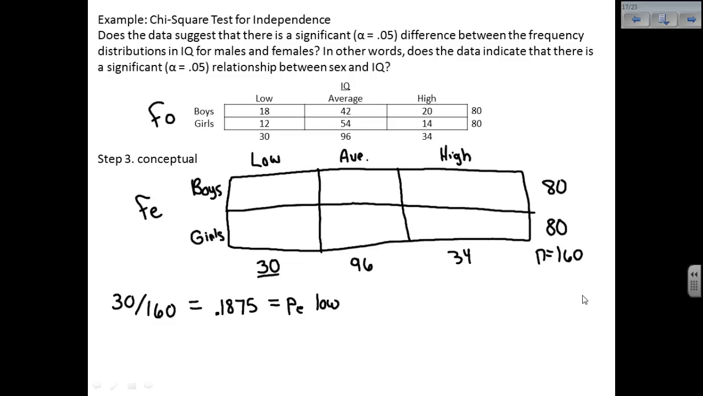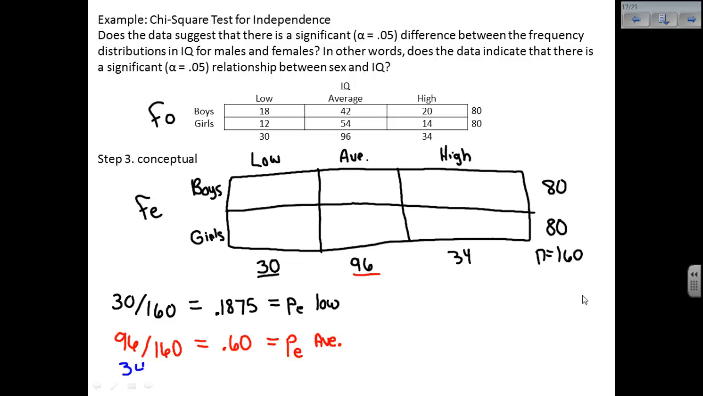Well, let's do another color here. If 96 out of 160 have an average IQ, well, 96 divided by 160 gives you 0.60. And that would be the proportion that we would expect for boys and girls having an average IQ. So in other words, 60% of our sample, 96 out of 160, have an average IQ. So we want to make sure that 60% of the boys are put into the average IQ and 60% of the girls are placed in the category for average IQ under the null hypothesis.